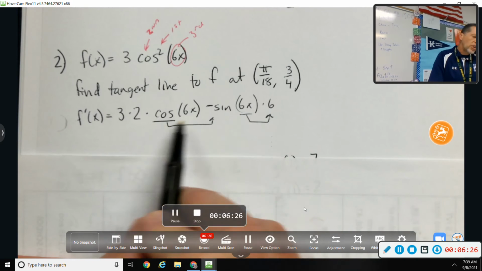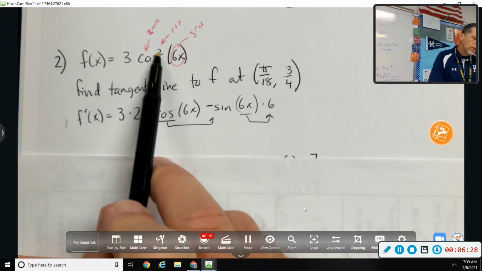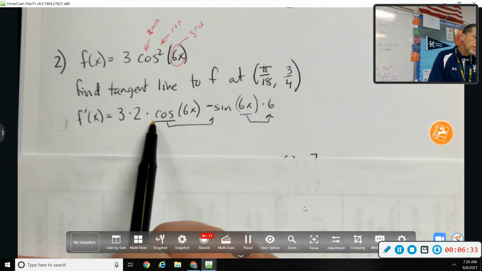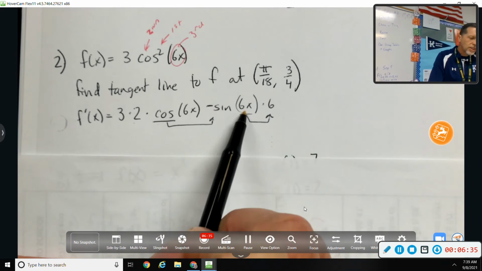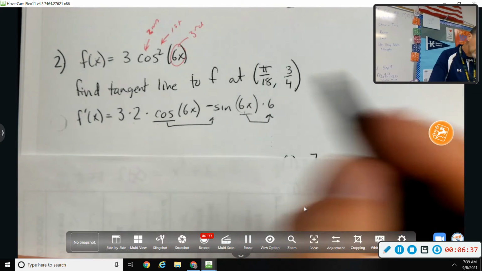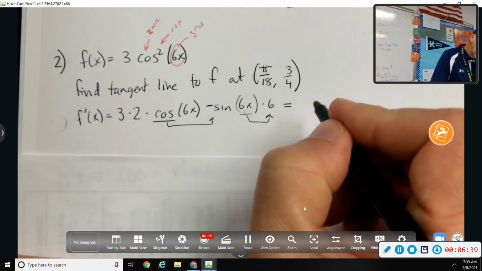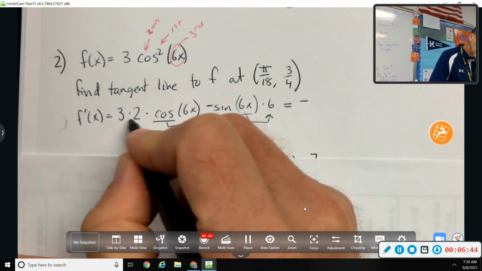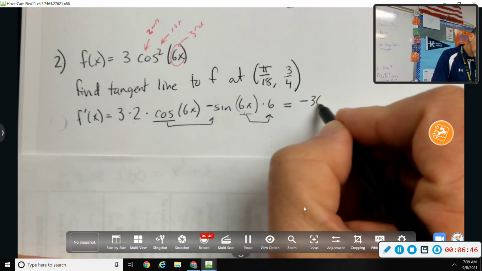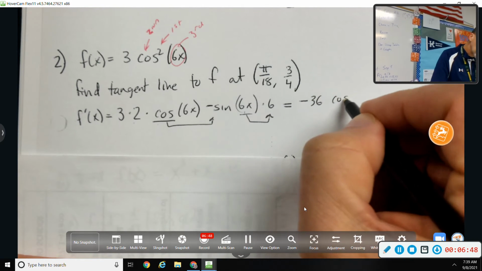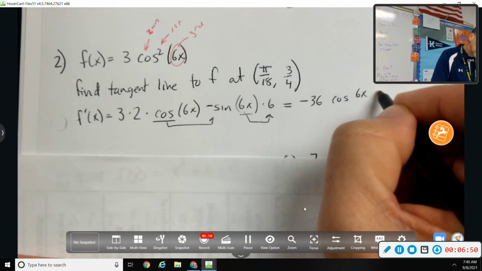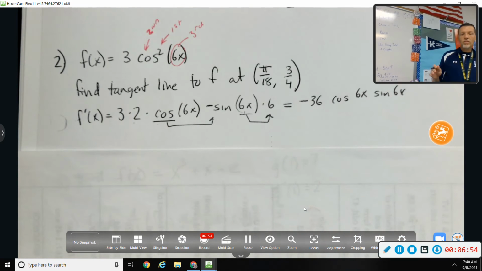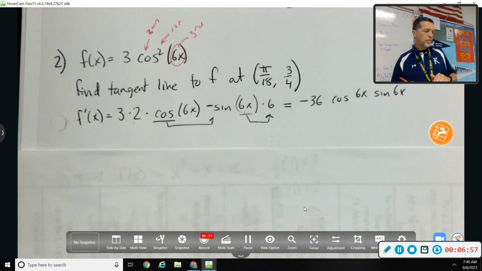So again, if we chain our 3 pieces together, the squared, the 2 comes down front, cosine to the first, derivative of cosine is negative sine, derivative of 6x is 6, and then we should probably clean this up as best we can. It's going to be negative for sure. 3 times 2 times 6 is 36. So negative 36 cosine 6x sine of 6x. We're still a ways away from the answer, but there's our derivative.